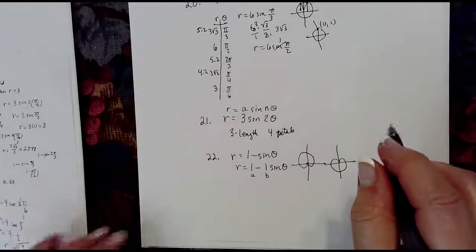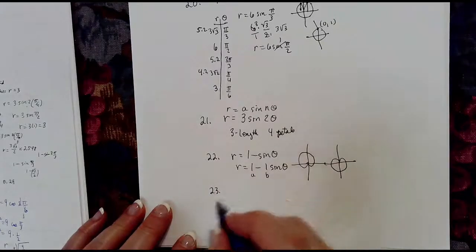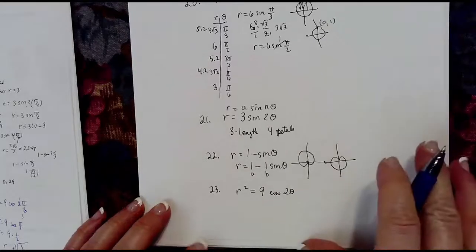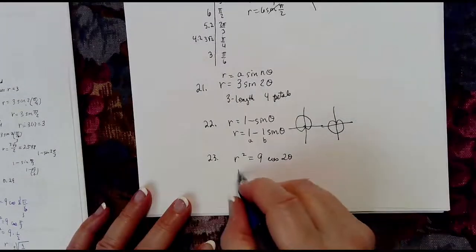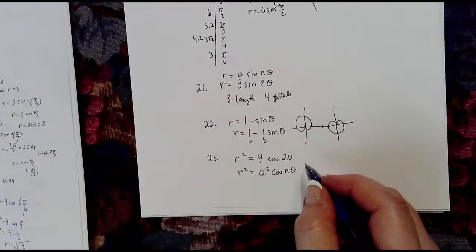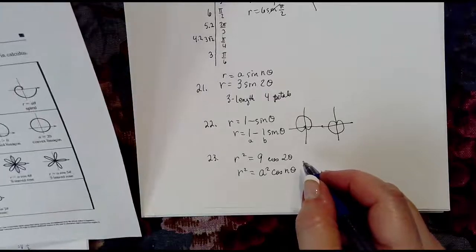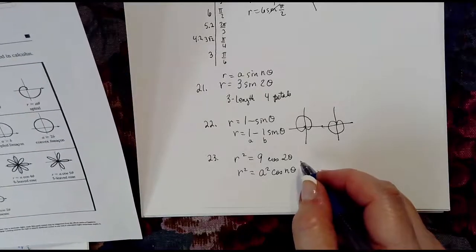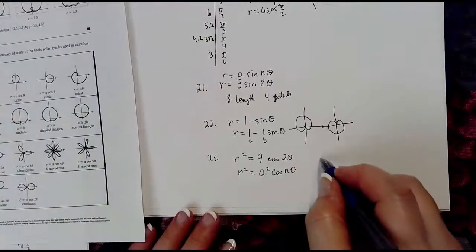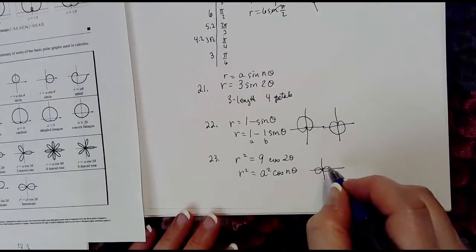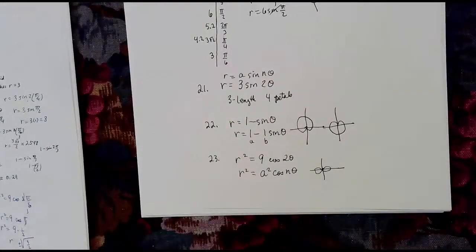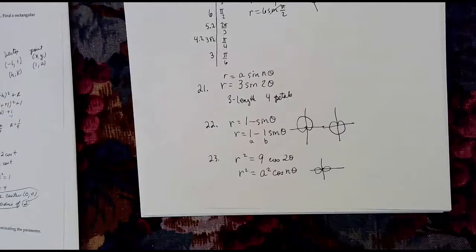Okay, the next one is 23. You have r squared equals 9 cosine 2 theta. Now, you know that 9 is also a square, so this is r squared equals A squared cosine n theta. So we look on our picture graph. The only one that's A squared or r squared is going to be the lemniscate. This has a cosine in the middle, so is it going to be horizontal or diagonal? It's going to be horizontal. So you know it's got to be a horizontal one. And I think that's the only ones that are graphing, so let's see. Yes.